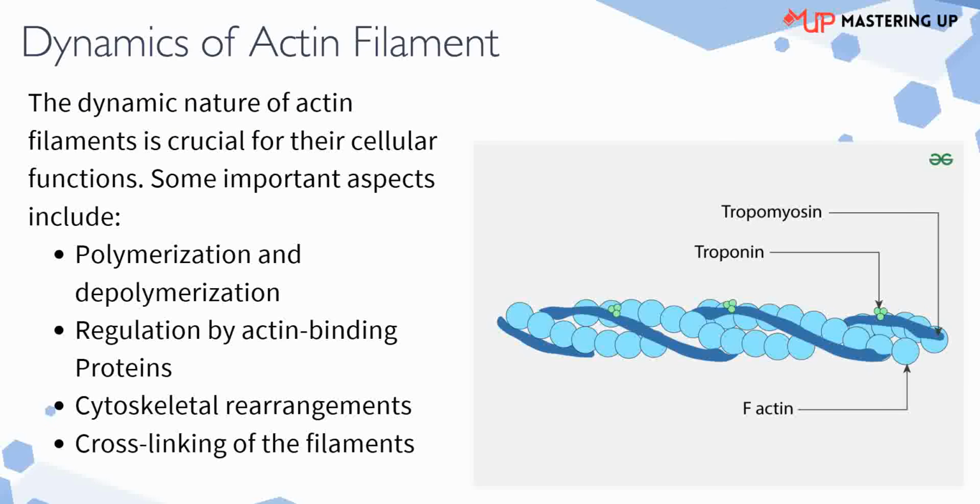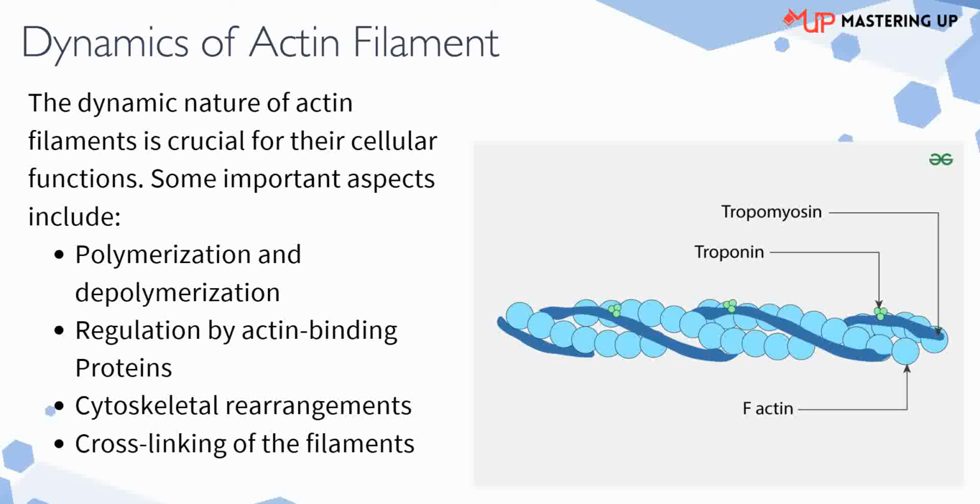Move on to the next slide, which is dynamics of actin filaments. The dynamic nature of actin filaments is crucial for their cellular functions. Some of the important aspects include polymerization and depolymerization. Actin filaments undergo constant making and breaking. G-actin protein polymerizes onto the barbed end and depolymerizes from the pointed or negative end.